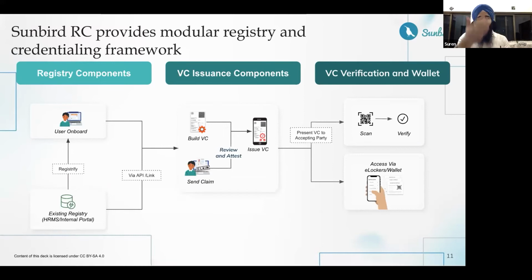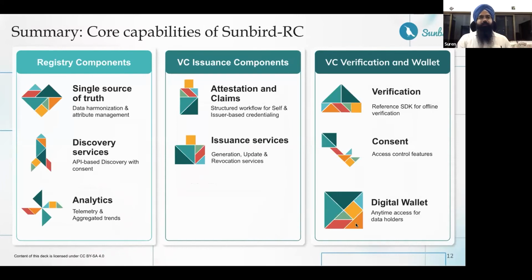And then I've already walked through some of these use cases. I won't delve deeper into what these capabilities are. So to sum it up, the Sunbird RC provides capabilities for registry, making it a single source of truth with discovery out of the box and analytics of how it's being used. VC issuance, which can be independently deployed to issue VC and update them. So any attestation and claims plus issuance based on any external event.